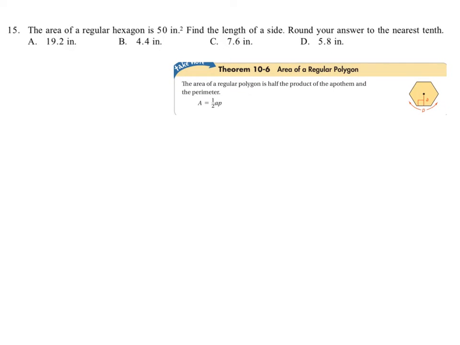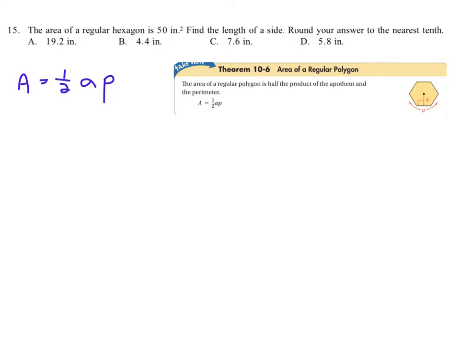Okay, stick with me on this one because it's a little tricky in terms of keeping track of what you know. Let me write out the formula. Okay, area is equal to 1/2 the apothem times the perimeter. And there's a couple of things going on here.